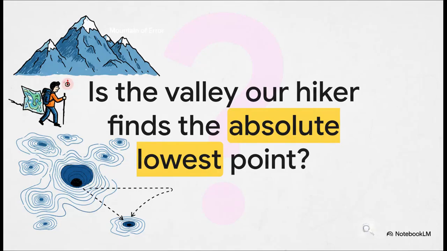And that brings us to one last really interesting thought. This whole strategy is designed to find a valley, what we call a local minimum. But a mountain range is huge and complex. What if there are lots of valleys? How do we know for sure our hiker doesn't get stuck in some small, shallow dip, when the deepest, truest valley, the global minimum, is just over the next ridge? Well, that is a fantastic question for another time.